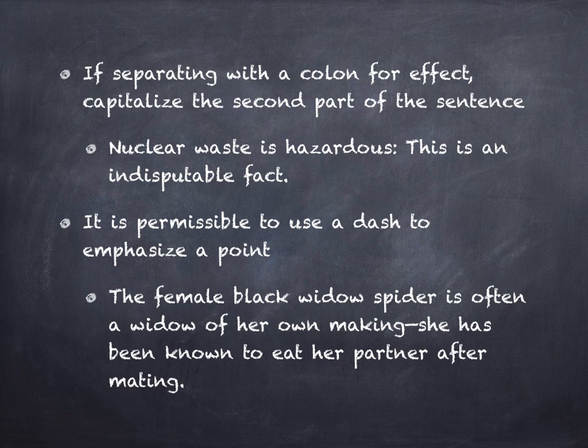Here's an example. The female black widow spider is often a widow of her own making, dash. She has been known to eat her partner after mating. Gross. Okay. If you will notice, there are no spaces between the making, dash, and she. They go together. No capitalization right here on she, but the dash is separating the two thoughts. This is being connected and attached in order to stress and emphasize this last point.